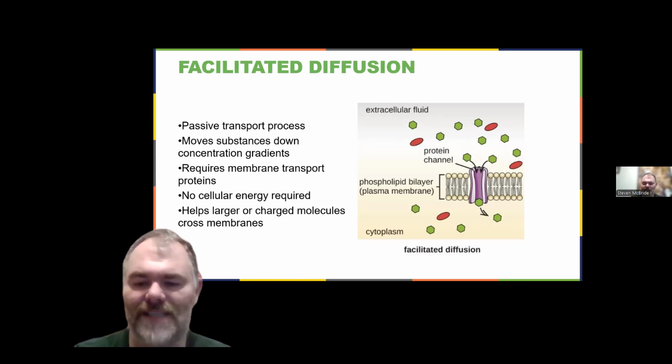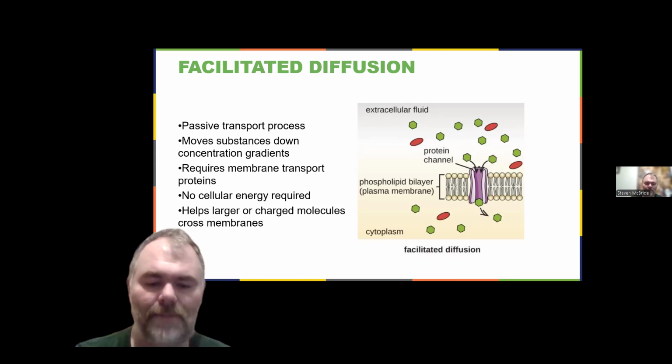Importantly, the cell does not need to use ATP or cellular energy for facilitated diffusion because the molecules are still moving down their natural concentration gradient. Facilitated diffusion is especially important for transporting larger molecules and charged substances that cannot move directly through the membrane by simple diffusion.